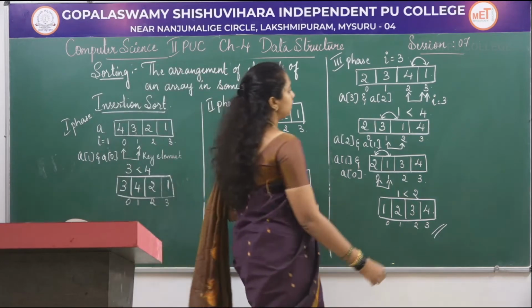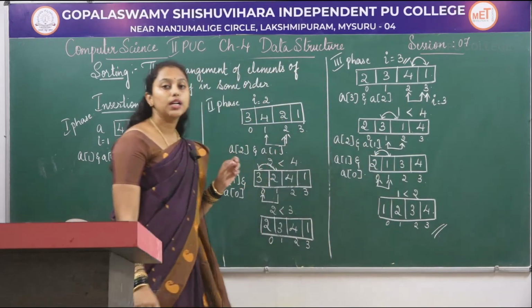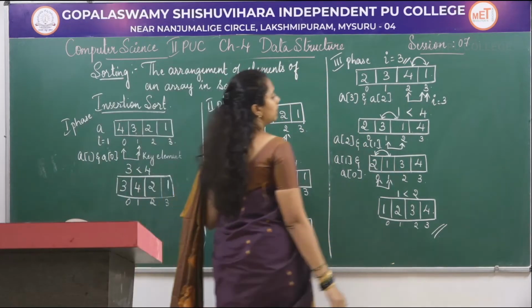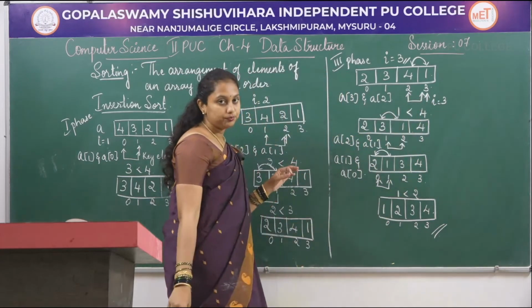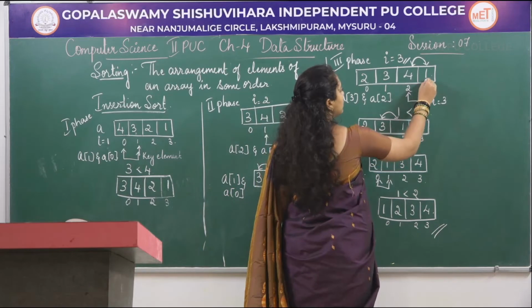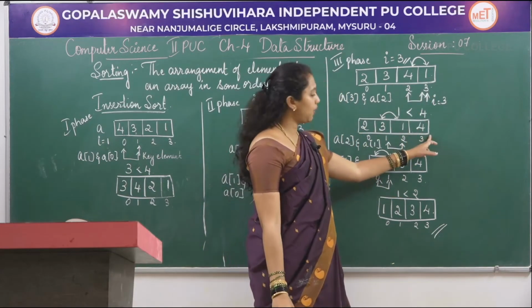In the third iteration, I gets incremented, that is I is equal to 3. So here we have compared A of 3 and A of 2. As 1 is less than 4, the array elements get swapped.